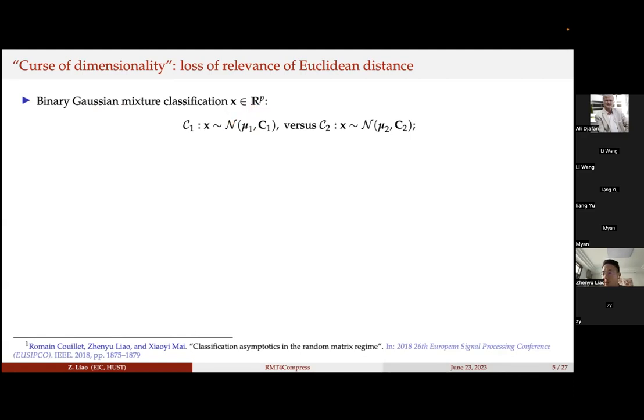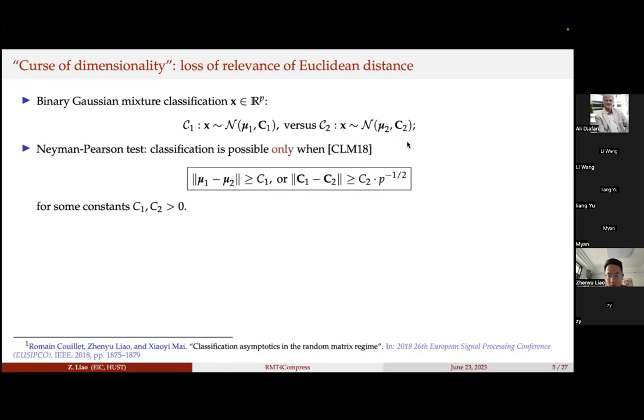P is large, we're considering the high dimensional regime, and the data points are drawn from a binary, two-class Gaussian mixture, either from class C1 or from class C2. They are just multivariate Gaussians with possibly different means and covariances: mu1 versus mu2, and C1 versus C2.